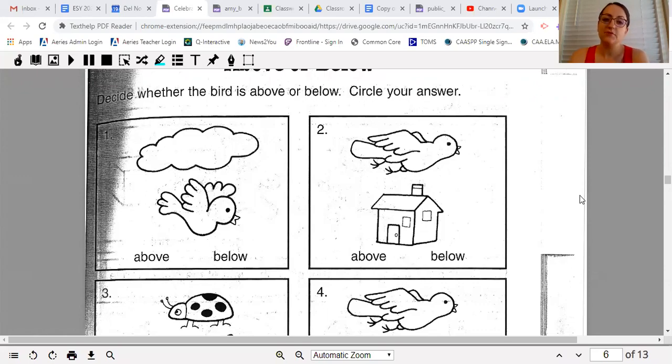We're going to keep going on the packet. We just finished celebrating the way that certain letters sound. So for the first 5 pages, that's what we did. So now we're on here.